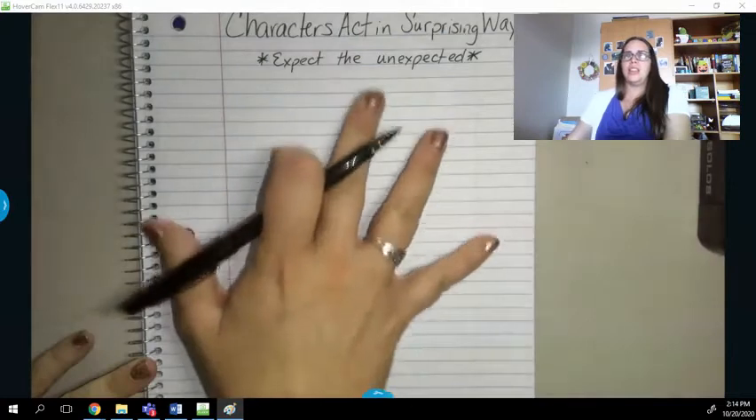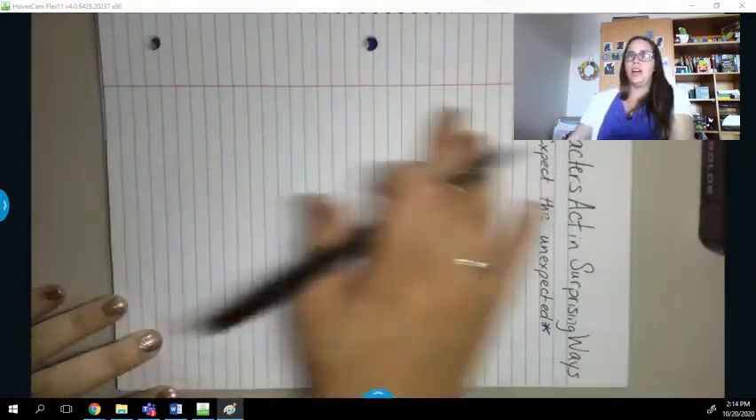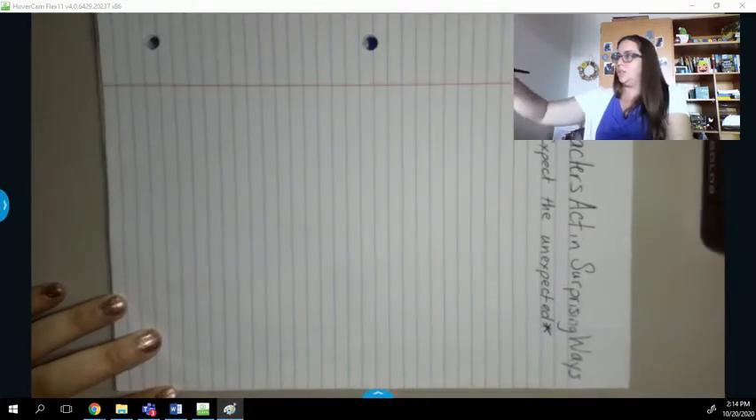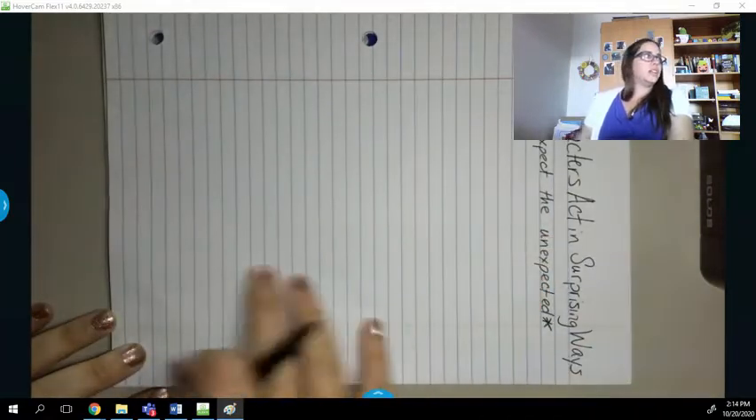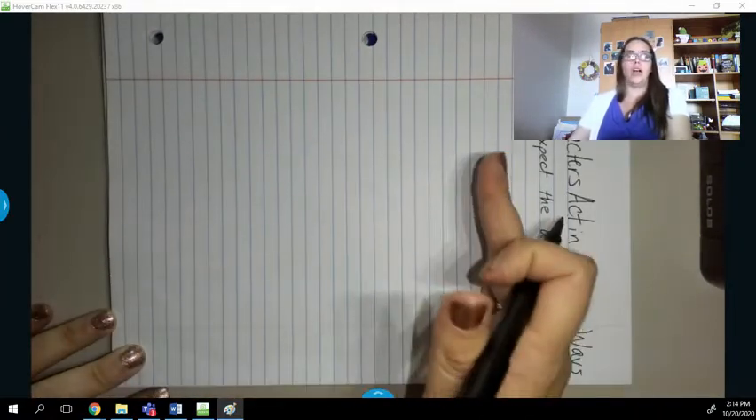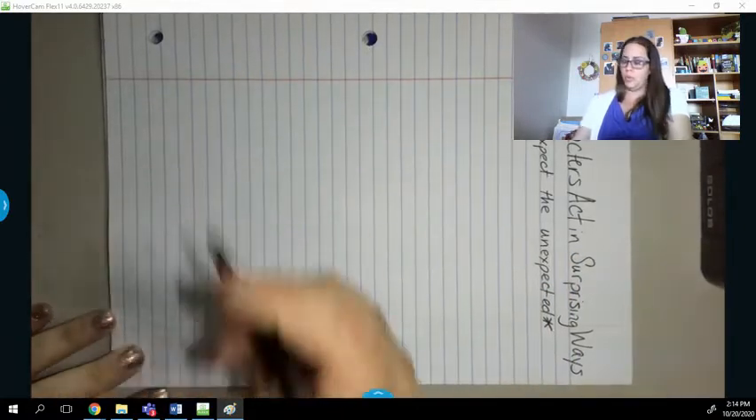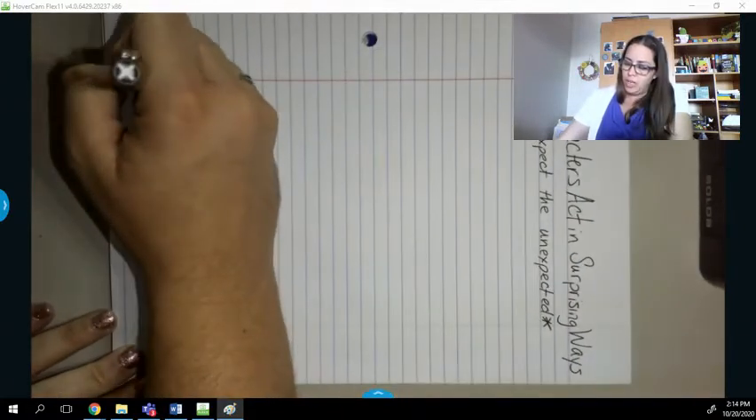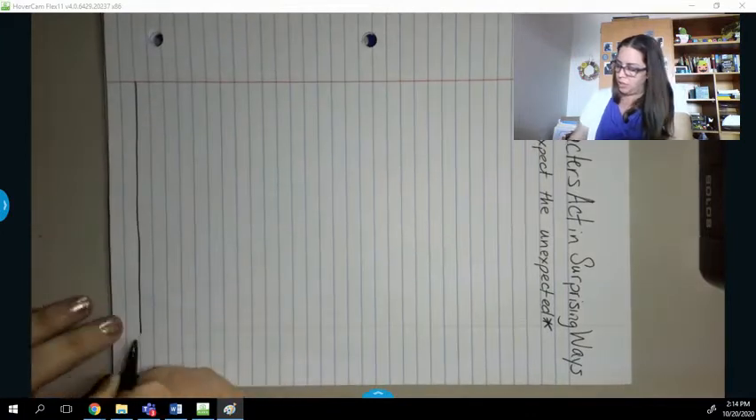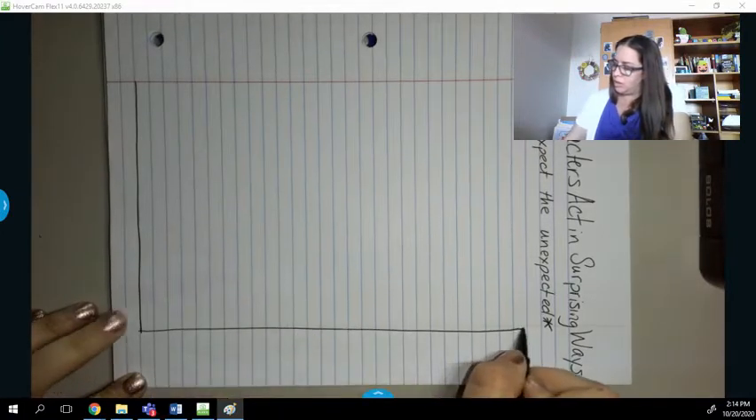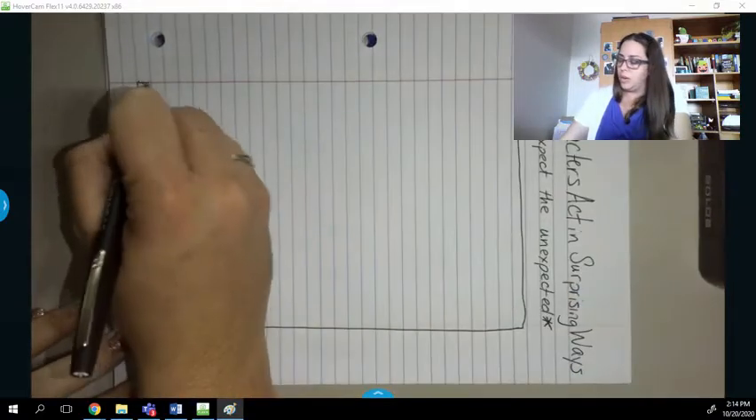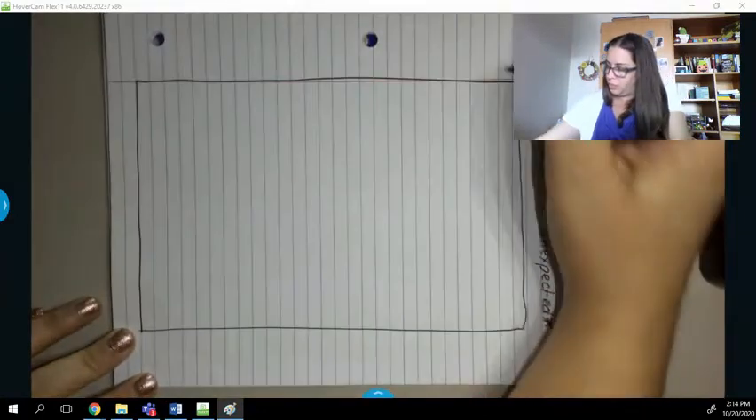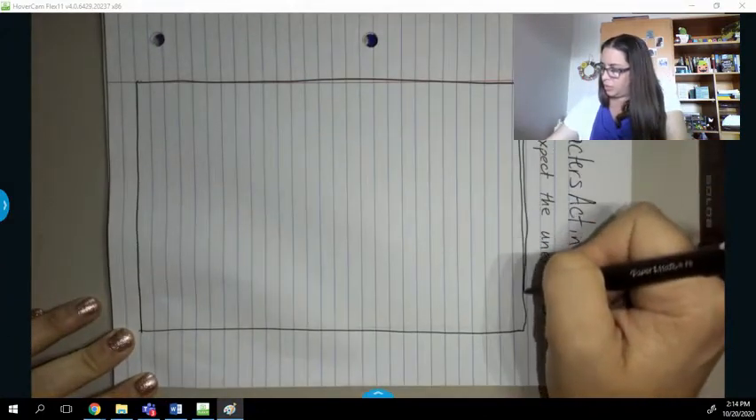Now I am going to take this paper and I'm going to flip it around like so. I'm going to be making a nice, lovely chart. We're going to have 3 columns and only 2 rows. So just keep that in mind as you're making your chart. Oh, sorry, we're going to have 3 rows. One of our rows is our title row.